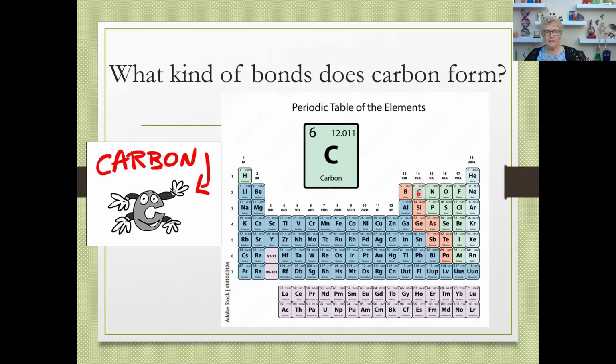Remember, it has 4 valence electrons. All of these have 4 valence electrons. It does not want to give up 4, and it doesn't want to gain 4. That takes too much energy. So what it wants to do is share. And shared bonds are called covalent bonds.